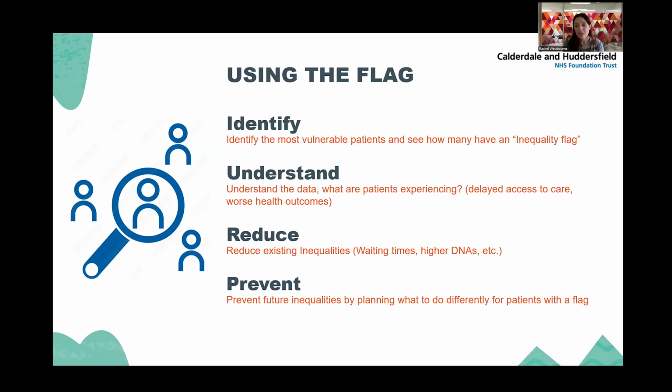So the flag identifies patients who we think are at the greatest risk of experiencing health inequalities, and then we hope that it can be used to help us do these 4 things. Firstly, as I've said, identify the most vulnerable patients and have an understanding of how many patients within our trust have an inequality flag and how that varies potentially by different waiting lists and by specialty.